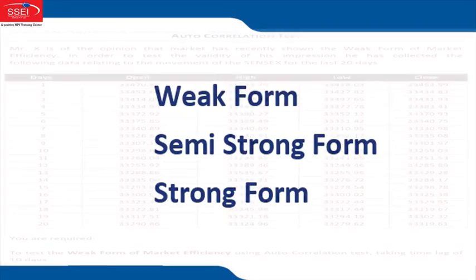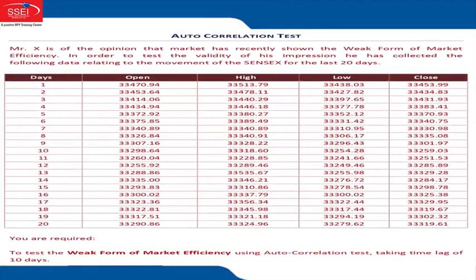As you can see on the screen, question number 1, Mr. X is of the opinion that market has recently shown weak form of market efficiency. That's what he's thinking. In order to test the validity, he has collected following data on Sensex for the past 20 days. We are given the open, high, low and close. Obviously we are interested only in the last column, that is closing price. You are required to test the weak form of market efficiency using autocorrelation test, taking time lag of 10 days.